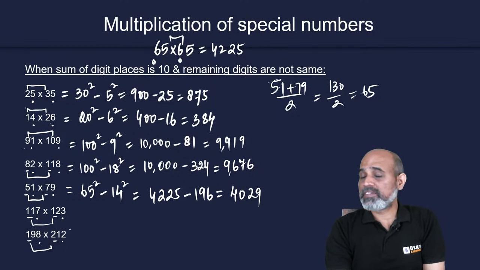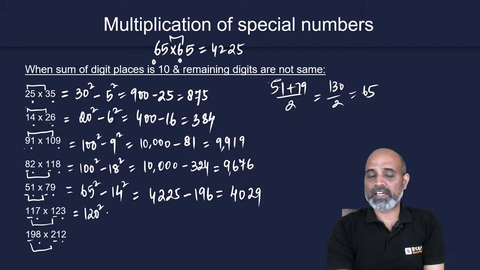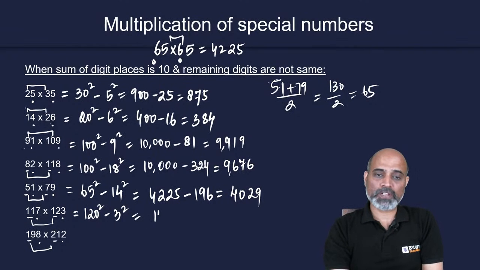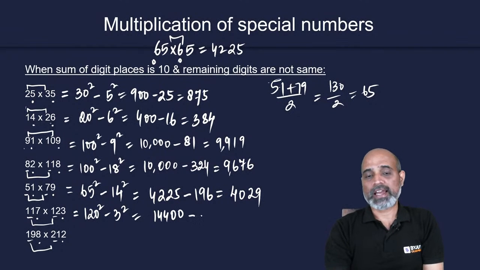Next one, 117 and 123 का average. So this is going to be 120 का square minus 3 का square. 120 का square is same as 12 का square with 2 zeros and 3 का square मतलब 9. This is going to give us 14,391.